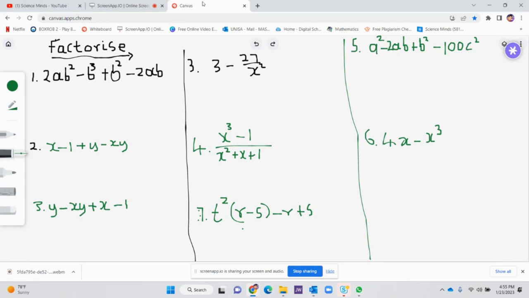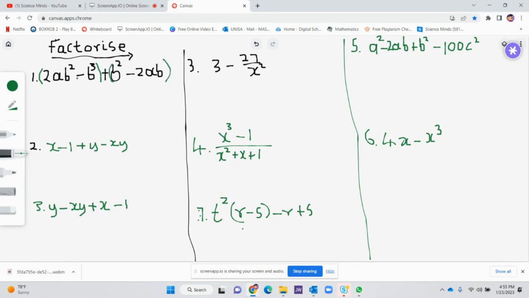Okay, these are some of the questions that come from previous exam papers, and the instruction is to factorize. All right, so we're going to start with this three where we have four terms. So when you get a question like that, when you have four terms, what you do first is to group two terms and group the other terms.